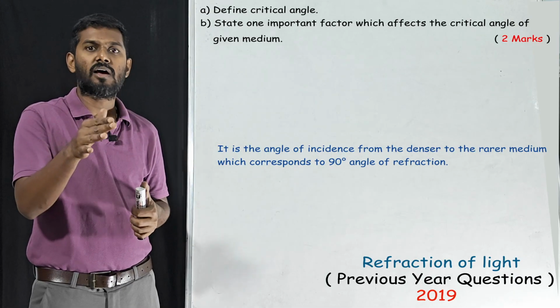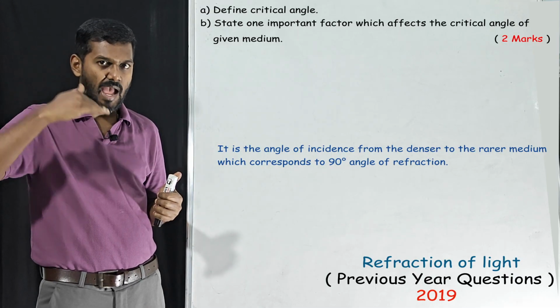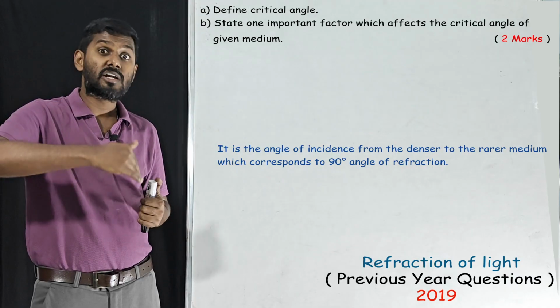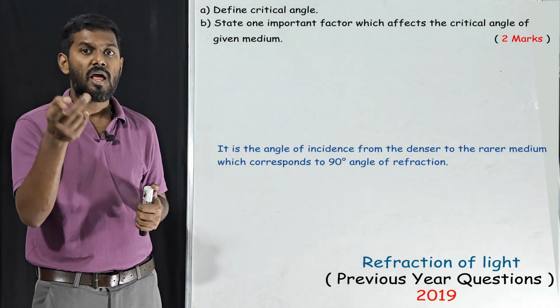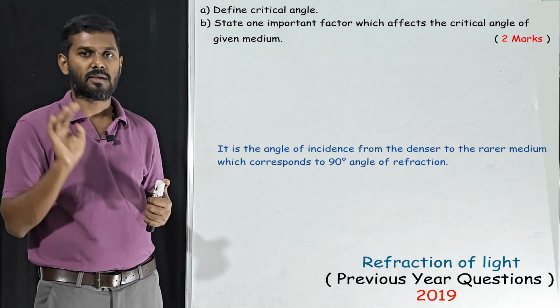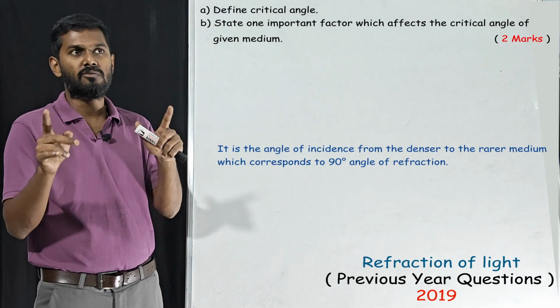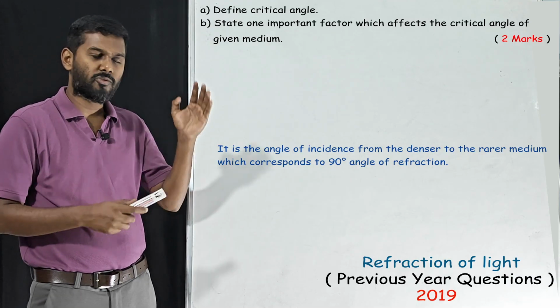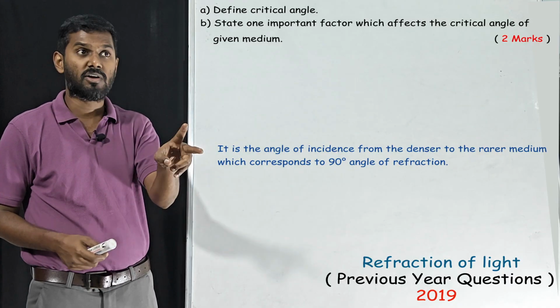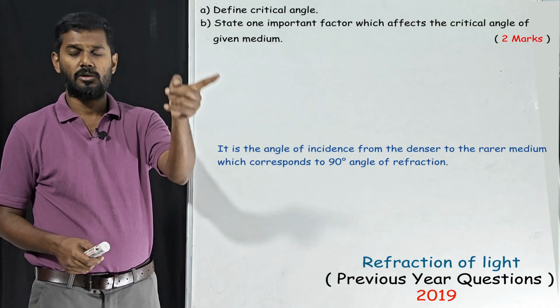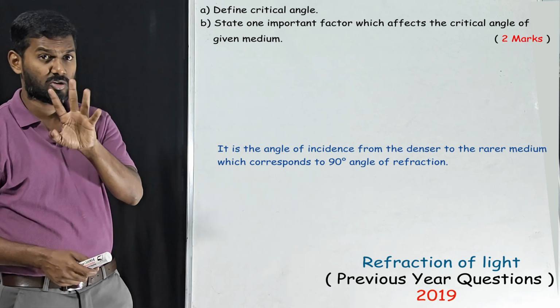It is the angle of incidence. Critical angle is the angle of incidence from a denser to rarer medium. Two keywords in this statement: denser to rarer, and the refraction is at 90 degree. So these are the two important keywords. Using these two, you frame any proper English sentence, you will get full marks. Keywords: denser to rarer, refraction at 90 degree. These are the two keywords.